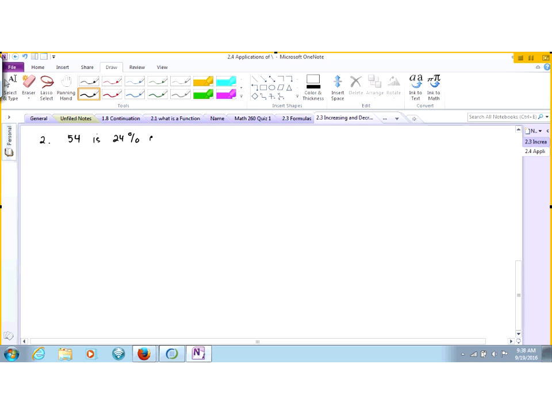54 is 24% of what number? So let's do it by translation and let's do it by proportion. See which one you like. You could do either one, but I just want to make sure you know both, because sometimes it's easier to use one method. So 54 is 24% of what number? How do you answer this? 54 is equal to 0.24 times x.